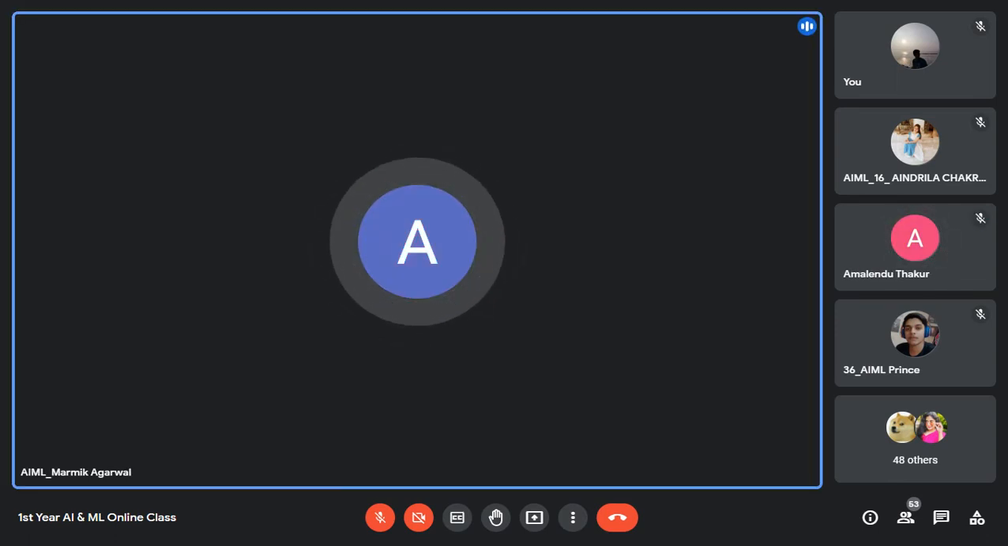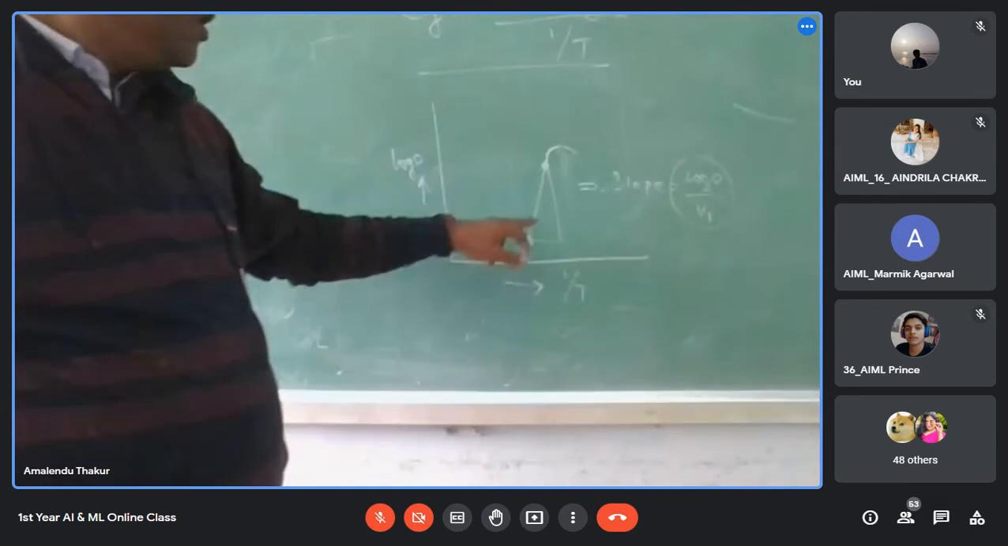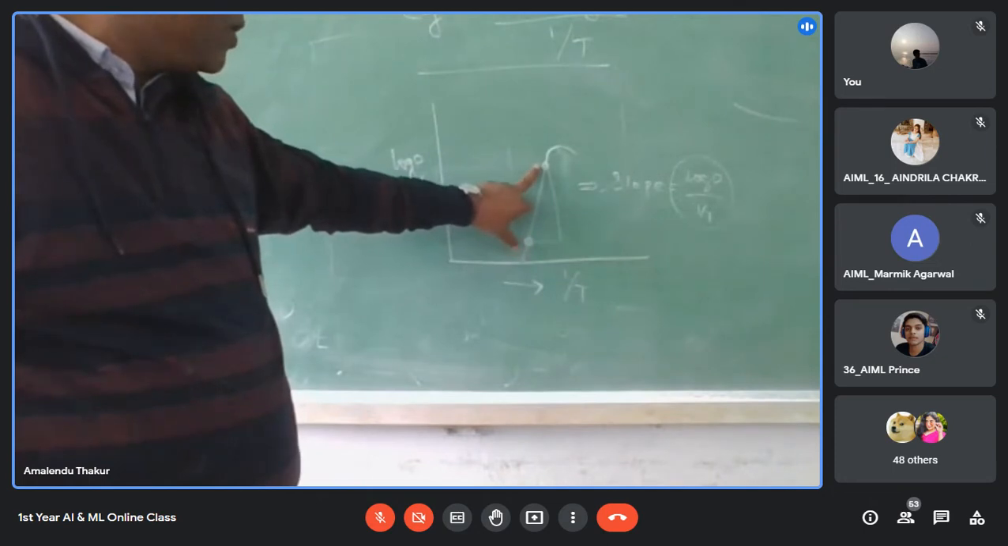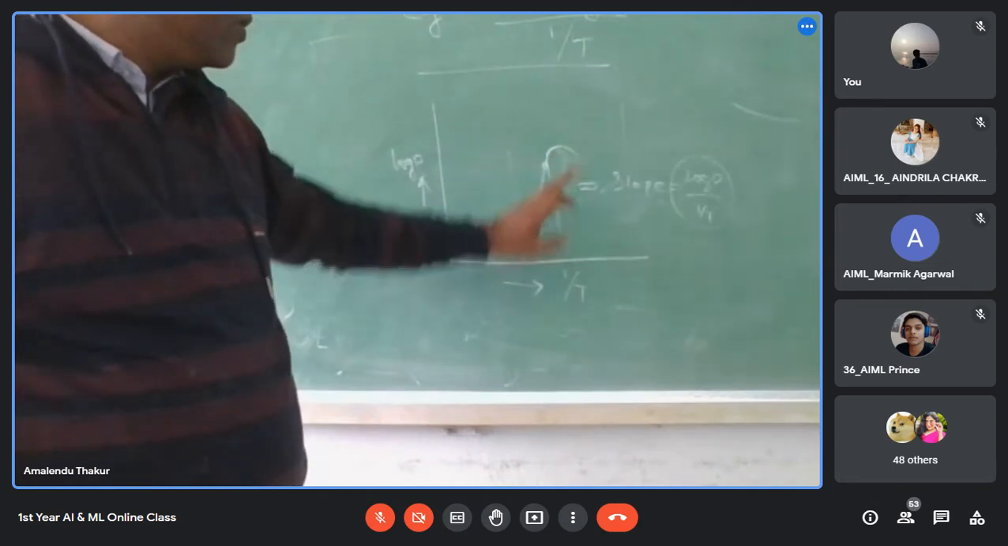Sir, will we calculate log rho by 1 by T from the peak? Calculation should be in the straight portion, not the curve portion. You cannot consider the curve portion. The nature of the curve will be like this. When you take the slope, we consider only the straight line portion, not the curve portion. This is the thing.